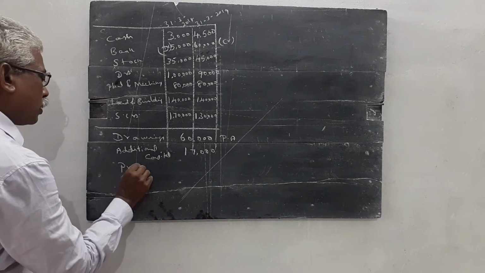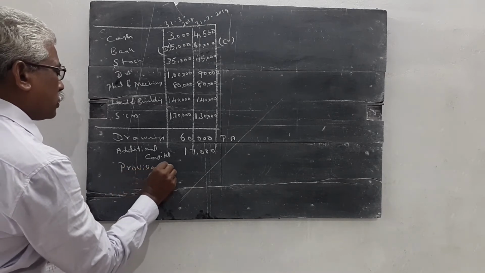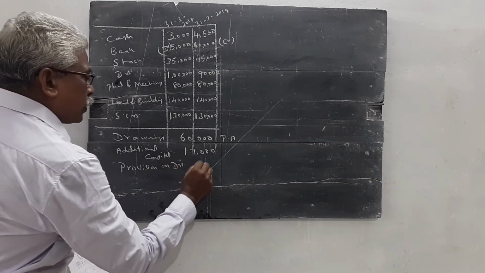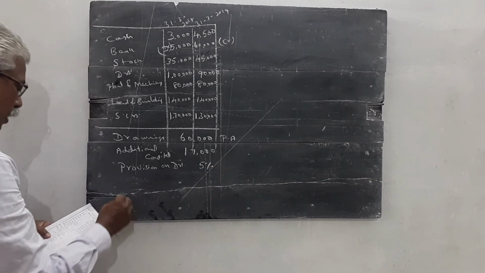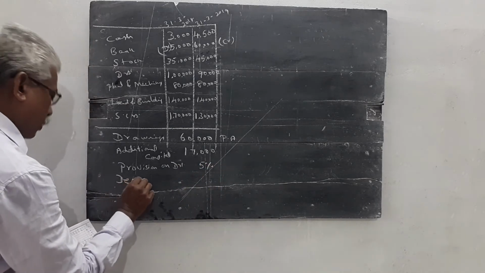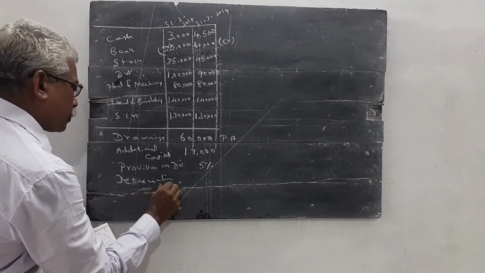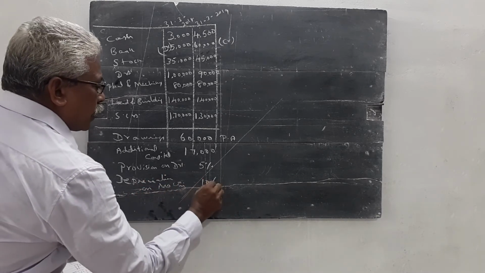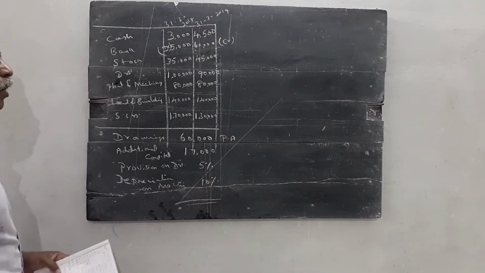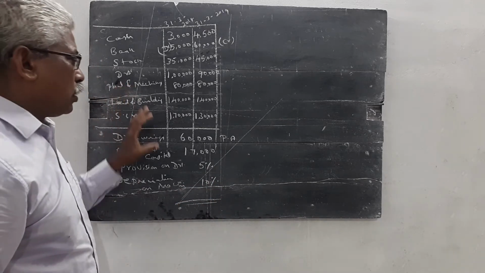Provision on debtors 5%. Depreciation on machinery 10%. Calculate profit or loss. This is the question.